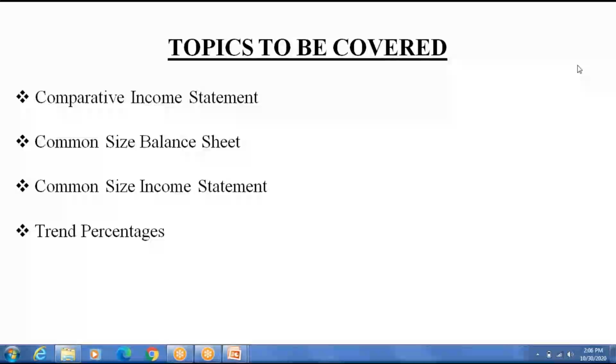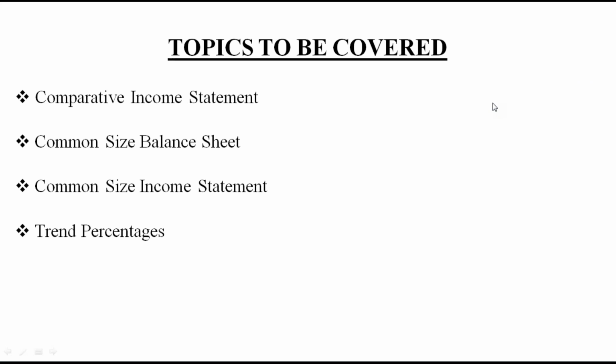Hello viewers, in the last video we covered one of the important tools of financial analysis, that is the comparative balance sheet. Now in this video we cover another four important tools of financial analysis: comparative income statement, common size balance sheet, common size income statement, and trend percentage. As we saw in the last video, a comparative balance sheet is basically a comparison of two years' balance sheets.